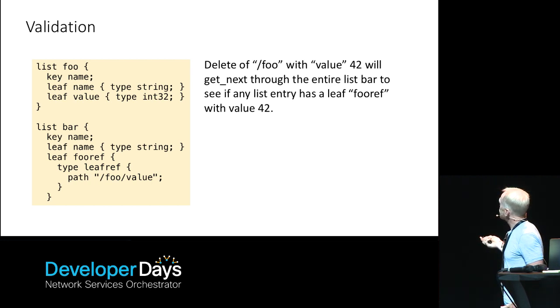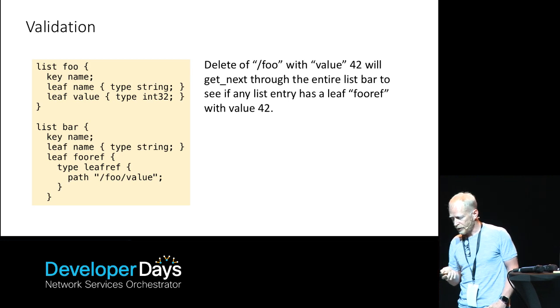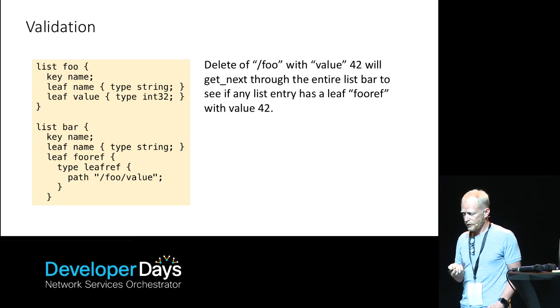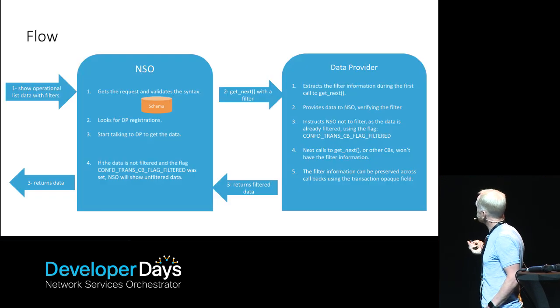So instead, if you can send down a filter to the iterator of the bar or the foo instance, saying let me know if there are any references to value 42, then that would be much faster.